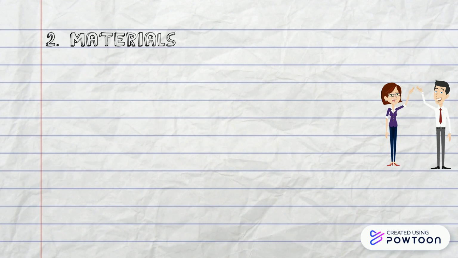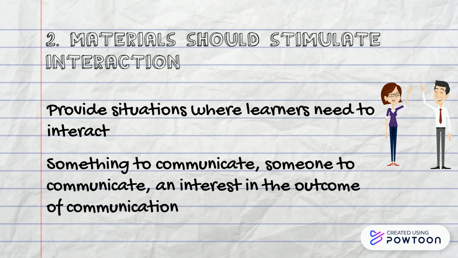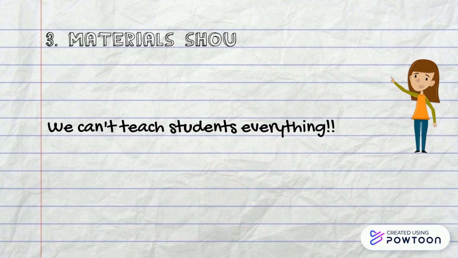Guideline number 2. Materials should stimulate interaction and be generative in terms of language. They should provide situations where learners need to interact, have someone to communicate with, something to communicate, and an interest in the outcome of communication.